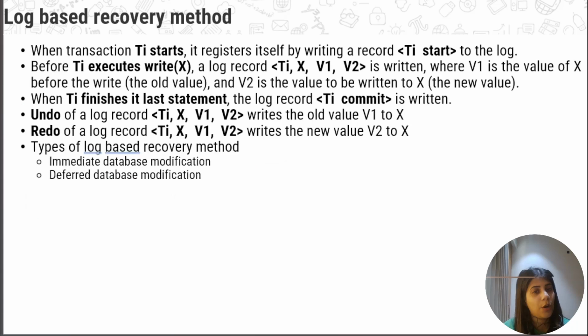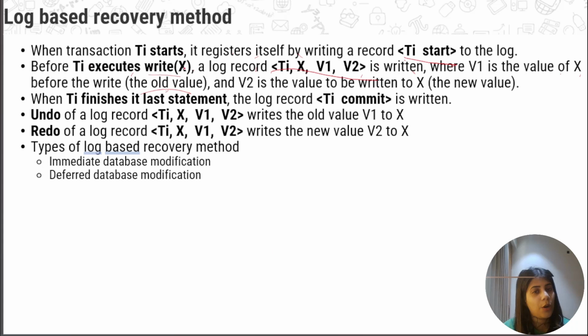When transaction Ti starts, let's take an example. It registers itself by writing a record <Ti start>. That is our first log added. Before Ti executes the write operation, a log record <Ti, x, v1, v2> is written. Now what does this mean? Let's understand. v1 is the value of x before the write, the old value.